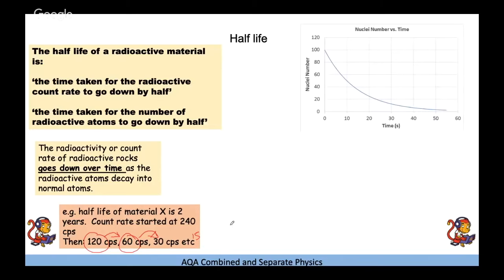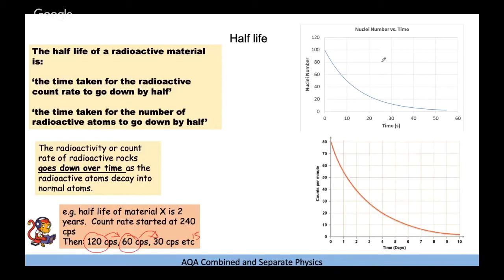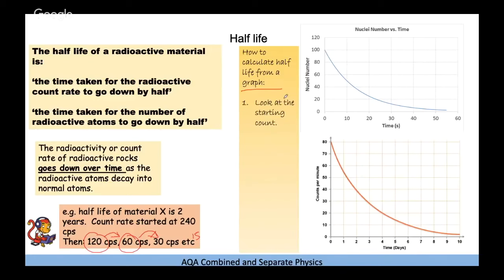Now, the skill that they may well ask you is they'll show you a graph and they'll say, find the half-life. So I've got two graphs here. How to find the half-life from a graph. The first thing to do is, what is my starting count rate or my number of nuclei? So here we've got the count rates per second. We're starting at 80. Here we've got the number of nuclei, the number of radioactive atoms starts off at 100. So there's my starting rate on both these graphs.